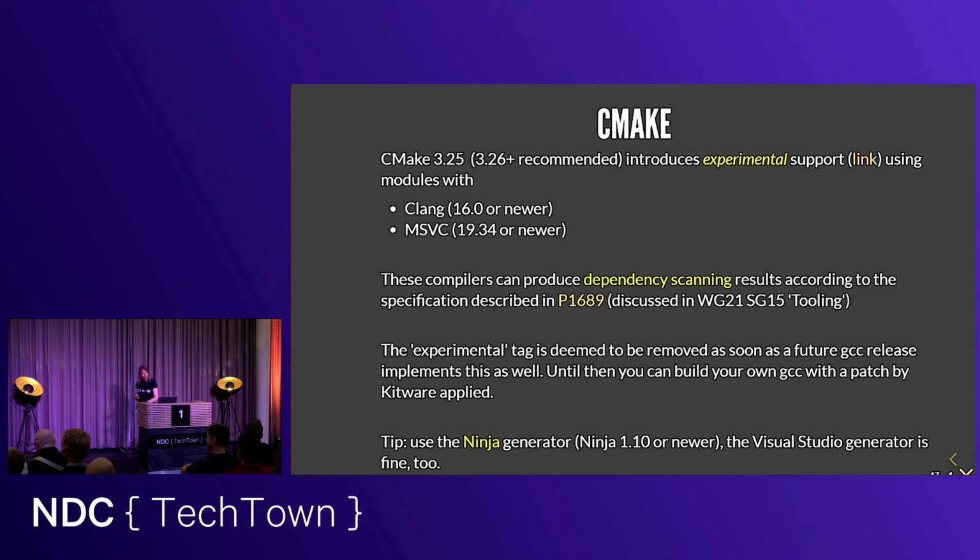As I said, 3.25 is the first one to support modules. I recommend 3.26 or possibly even later. The current one is 3.27. And it requires Clang 16 and MSVC, quite recent. All of them support module dependency scanning, and all of them can create a so-called module dependency report in a standardized format. And this is the key to the support for modules by CMake.